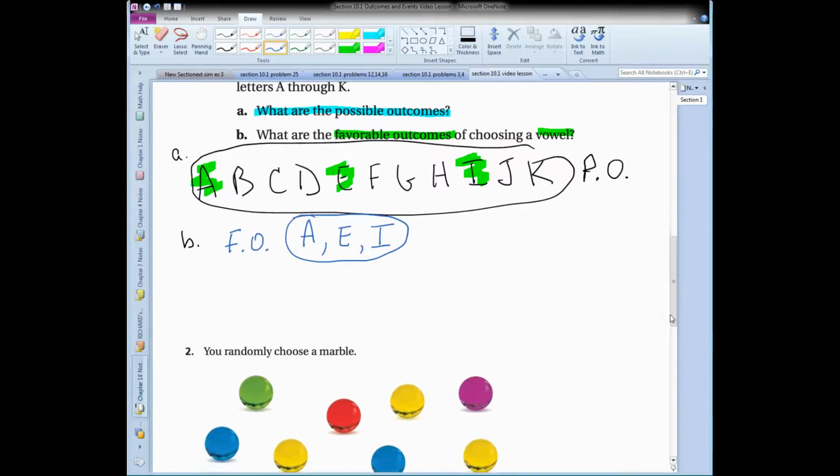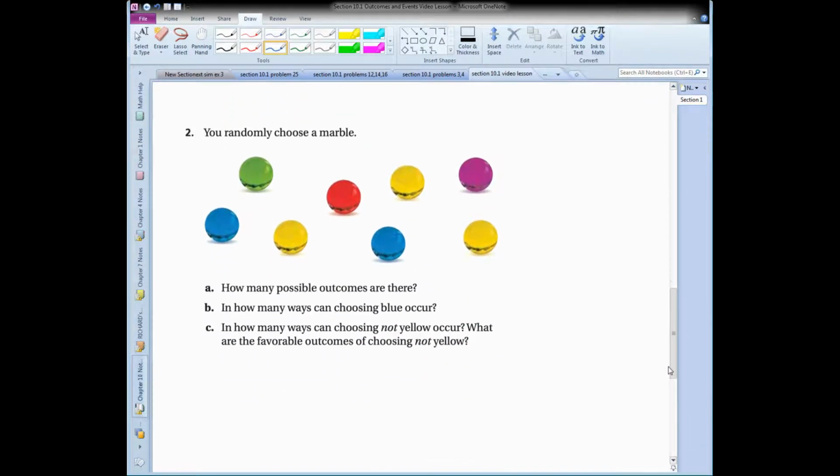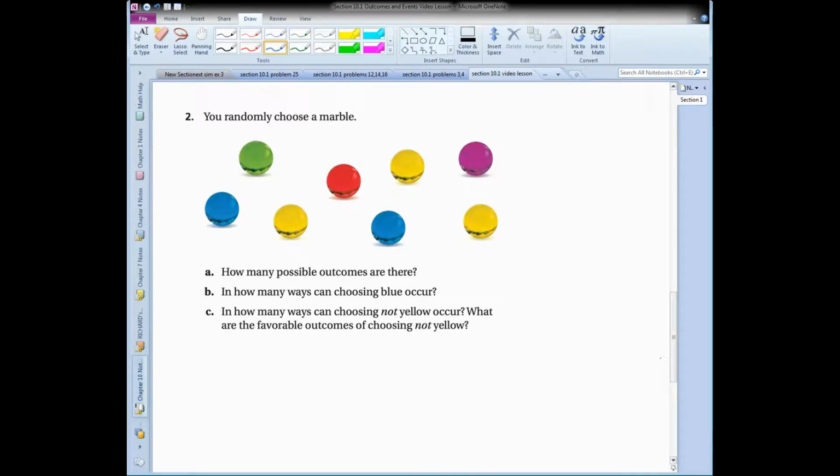All right. Let's look at another example where we will be counting. All these marbles are in a bag, and you're going to choose one. Now, here's the key word right here. How many possible outcomes are there? When the question asks for how many, then you count. So there's 1, 2, 3, 4, 5, 6, 7, 8. So the answer to this question is there are 8 possible outcomes.